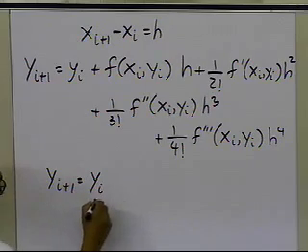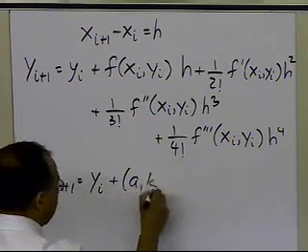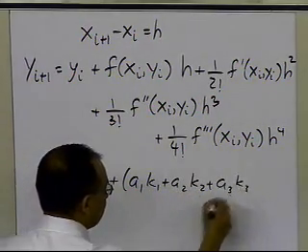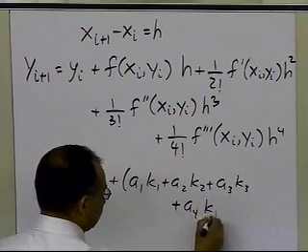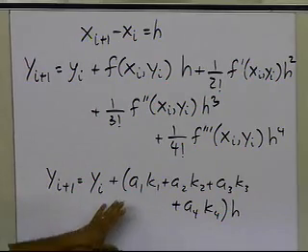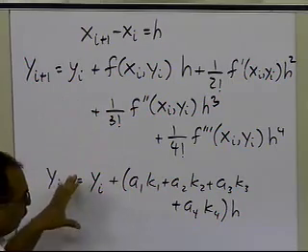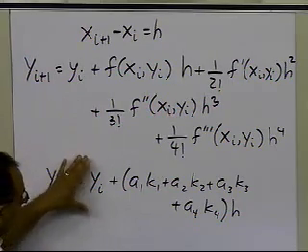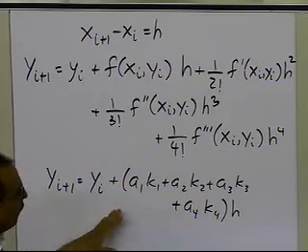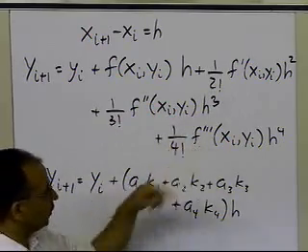y sub i plus 1 is equal to y sub i plus a1 k1 plus a2 k2 plus a3 k3 plus a4 k4, times h. That's what they assumed. They equated this form to this form here, and I'm not showing you the proof for that. They came up with a formula which is this formula here, where you're not required to calculate the first derivative of f, or the second derivative of f, or the third derivative of f.